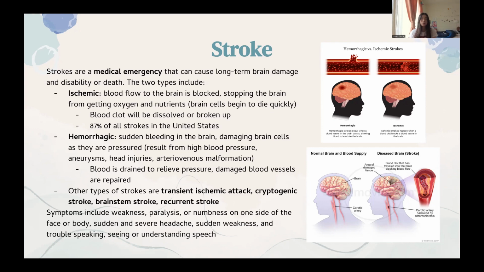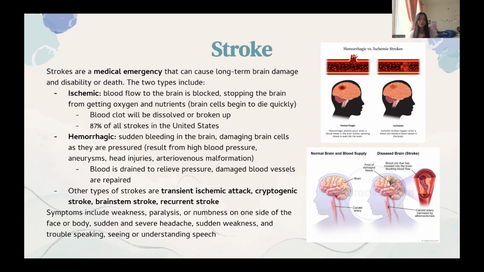Cryptogenic strokes are strokes that have an unknown origin. So a patient does have a stroke, but doctors can't figure out where or what caused it. A brainstem stroke is a stroke that's in the brainstem area. And like Daryl mentioned earlier, the brainstem is very important anatomy. It controls essential functions like breathing and heartbeat and consciousness. So brainstem strokes can be very debilitating for the patient.